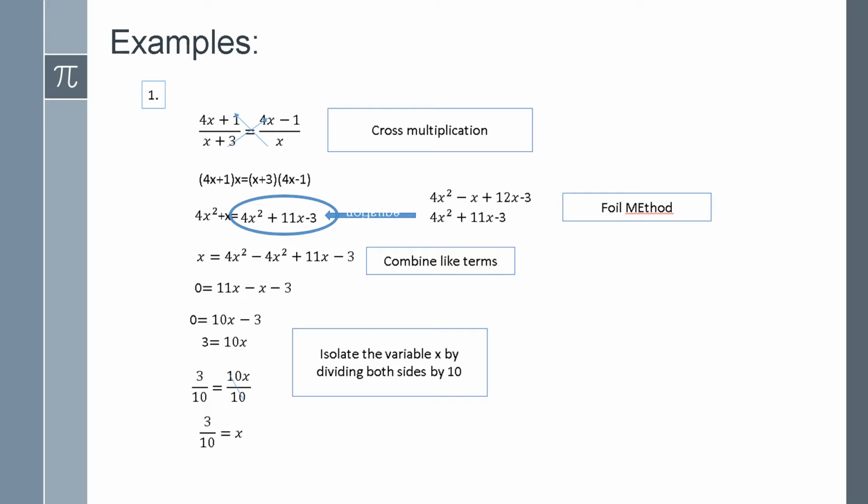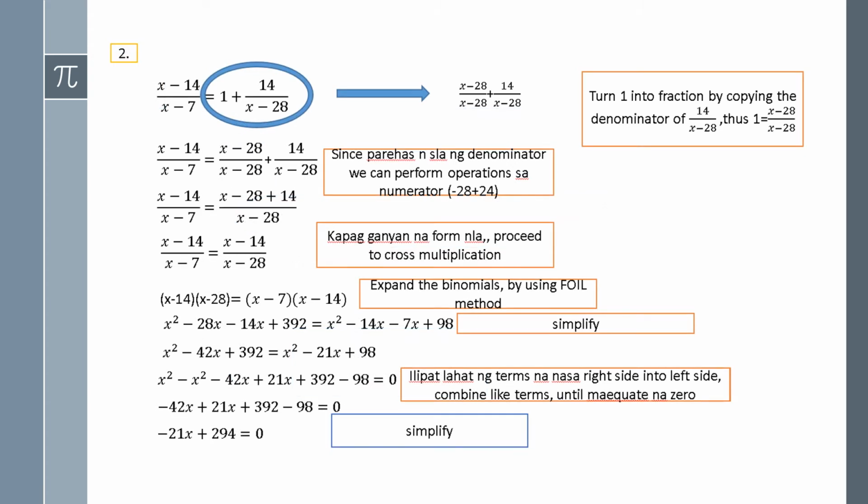Since variable x yung hinahanap natin, kailangan natin ma-isolate yung variable x sa rational expression by dividing both sides by 10. Therefore, the value of x is 3 over 10. Just take note na yung number na i-divide natin sa both sides of the equation ay dapat yung coefficient ng variable x.